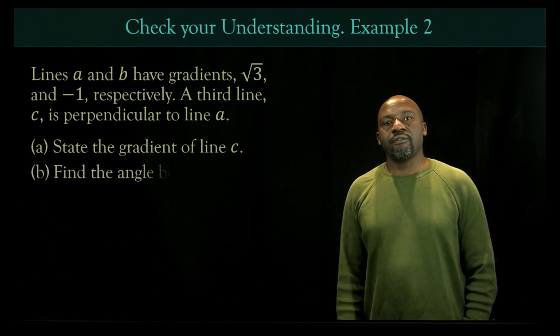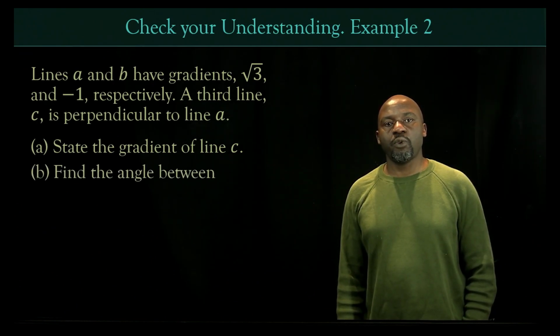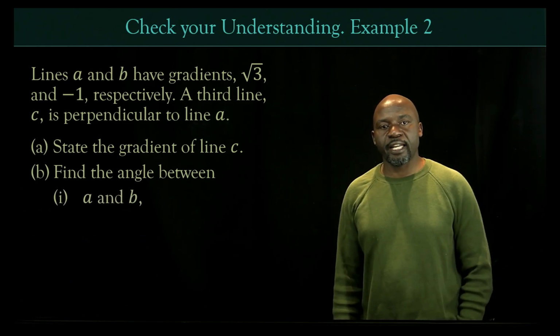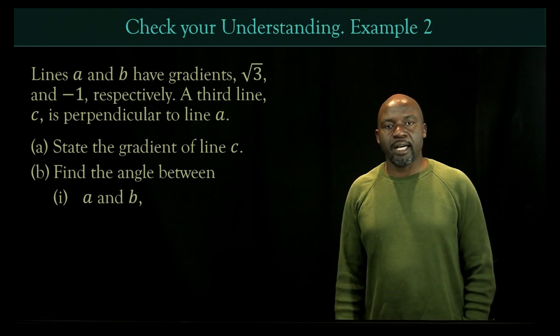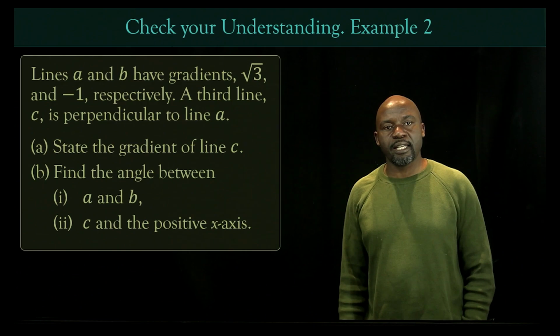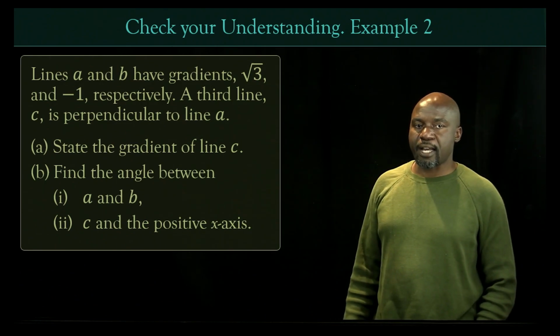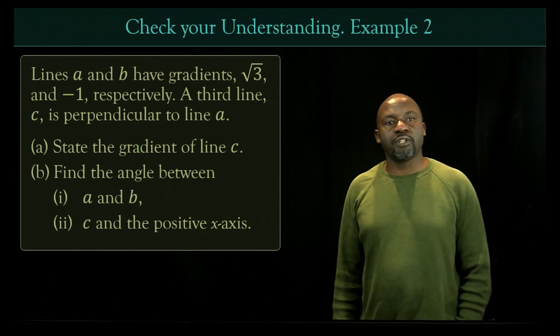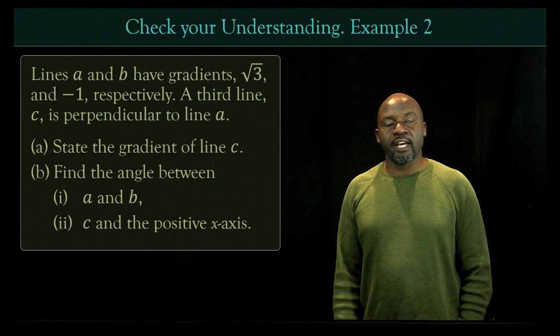Part B of the question says to find the angle between line A and B. What's the angle between line A and line B? And the second part is to find the angle between line C and the positive x-axis. Pause the video and try it out yourself, and then we will see the answer on the other side.